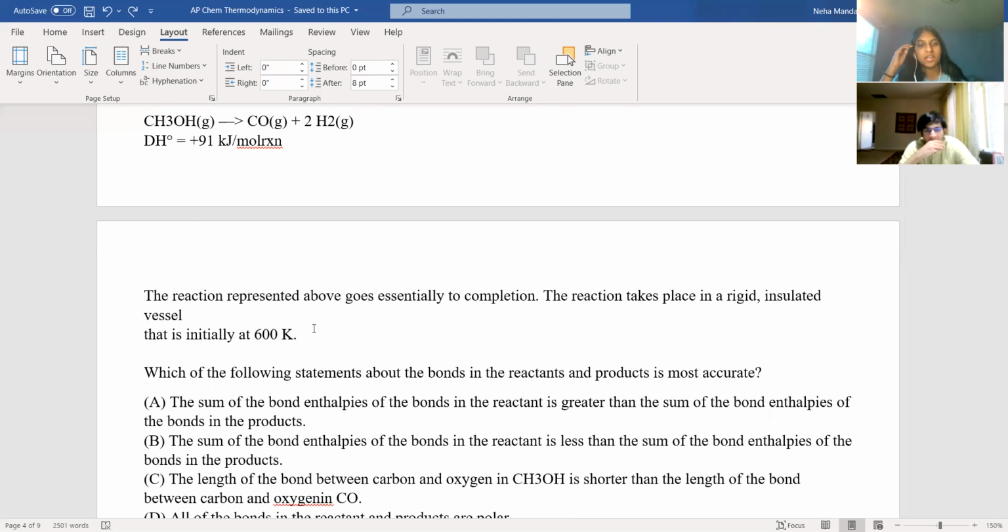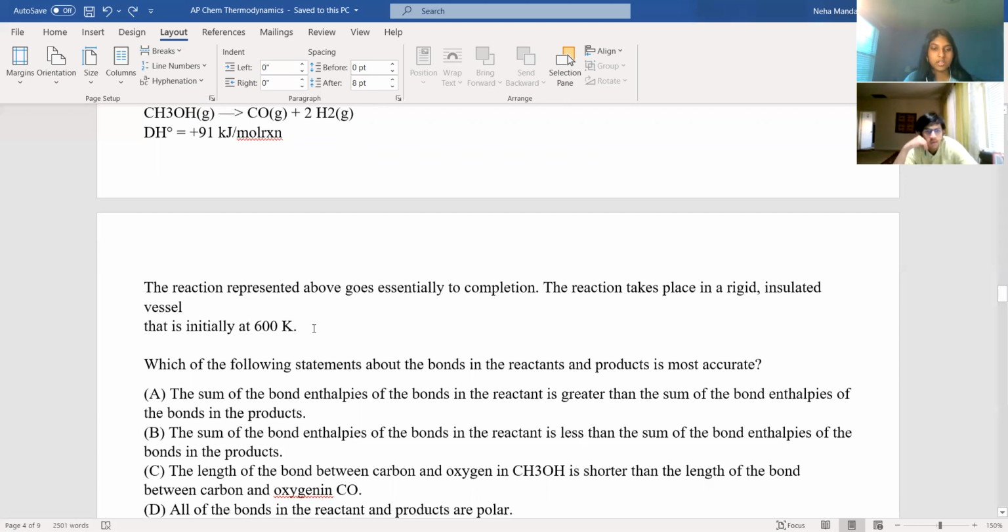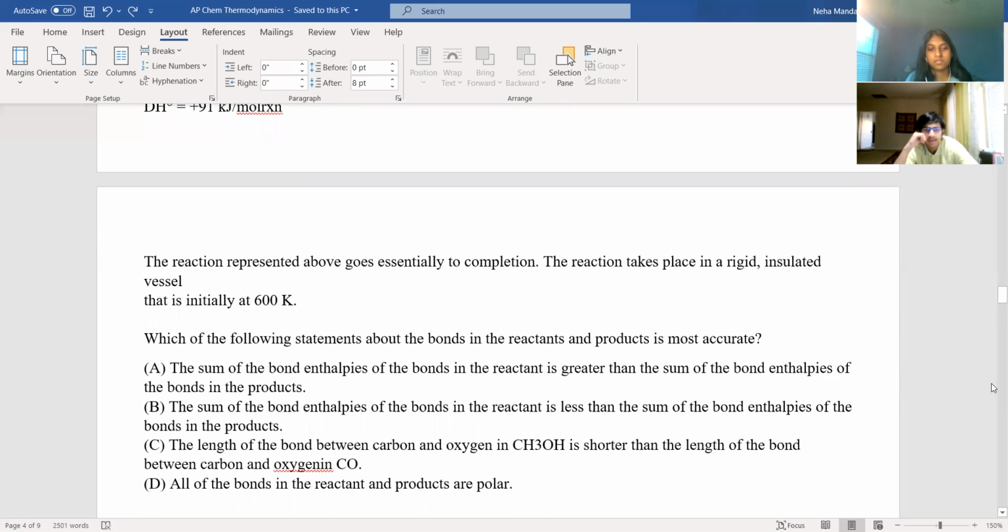We didn't learn bond enthalpies yet. That's the next thing. Bond enthalpy is the energy required to form or break that bond. H2, that's just 1-to-1, right? Yeah, that's 1-to-1, like a single bond. CO should be... I see what answer choice D says. All of the bonds in the reactant and products are polar.